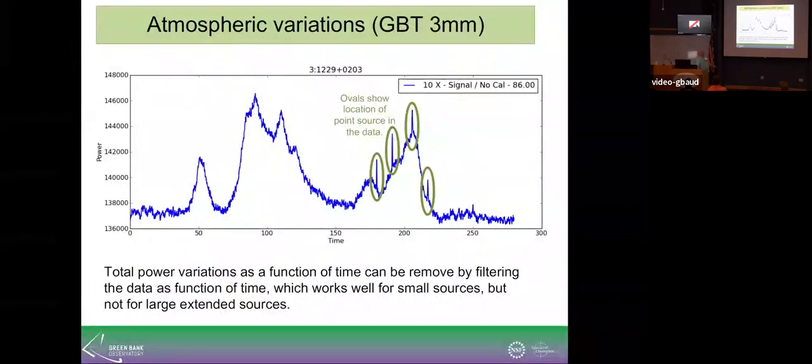As an example, here's the atmosphere. This is at 3 millimeters, but it shows the atmospheric variation. So the sources are these things here in ovals. Everything else is just variation of the sky. You see the sky is going all over the place here, but you can filter this data and recover all those point sources in the data.